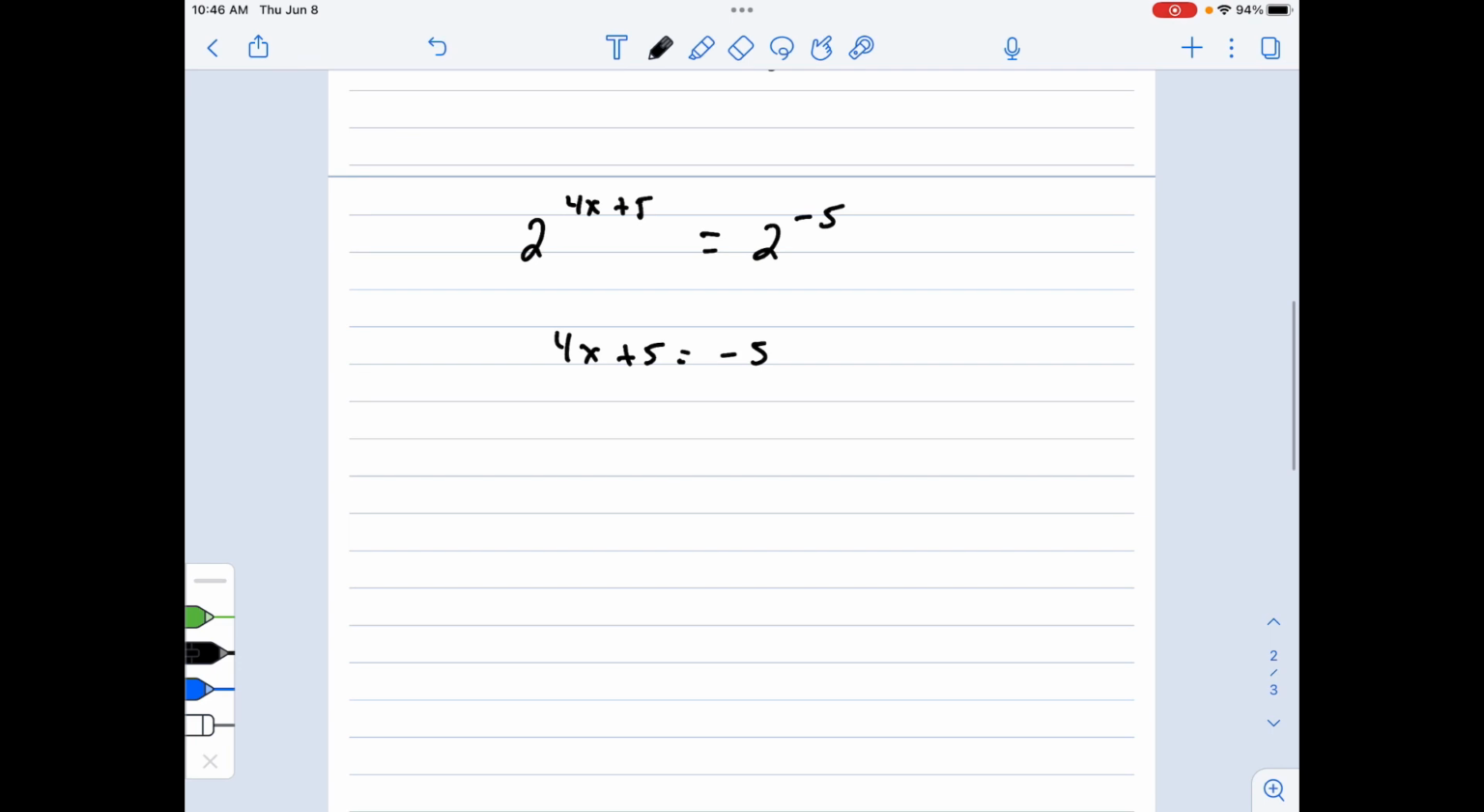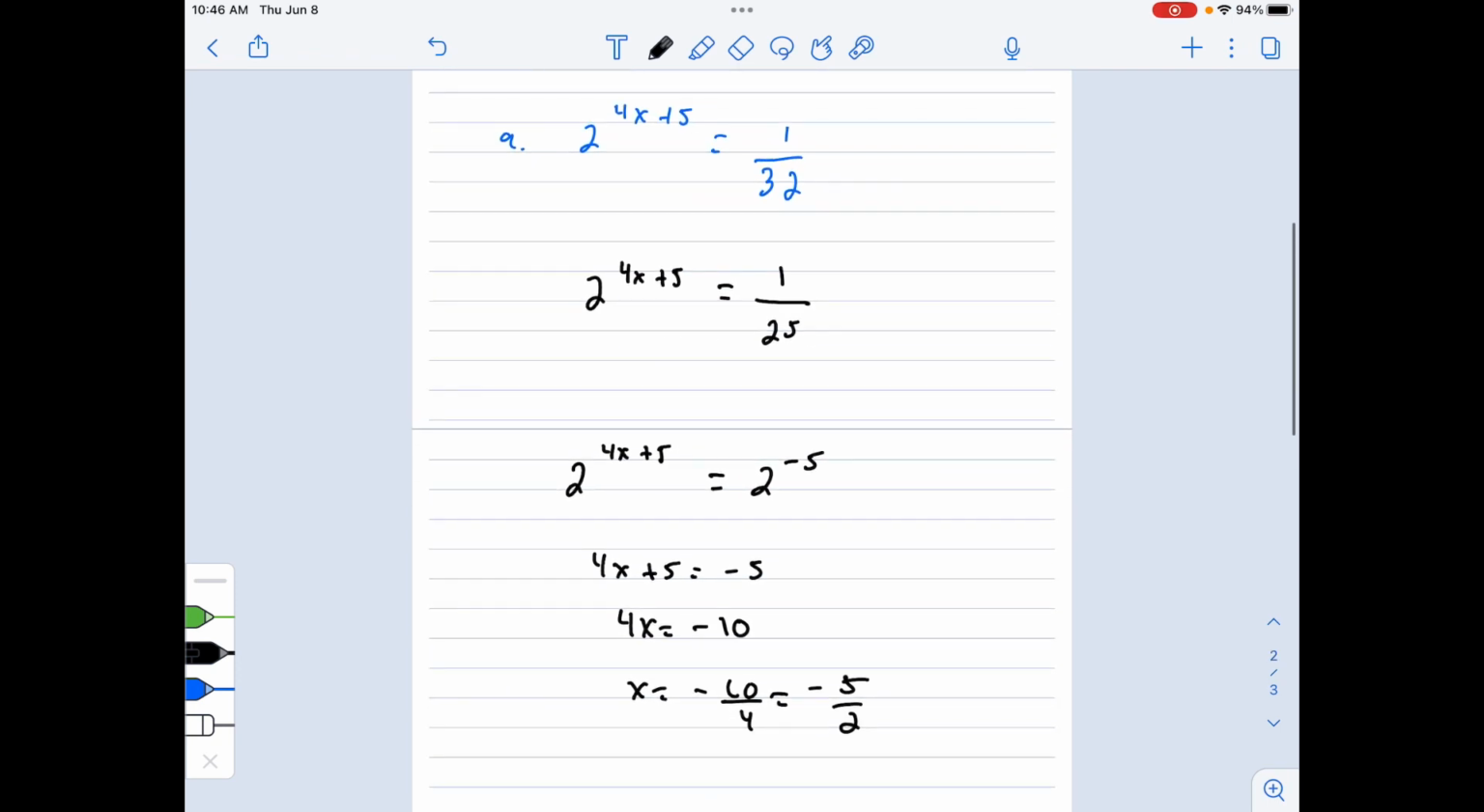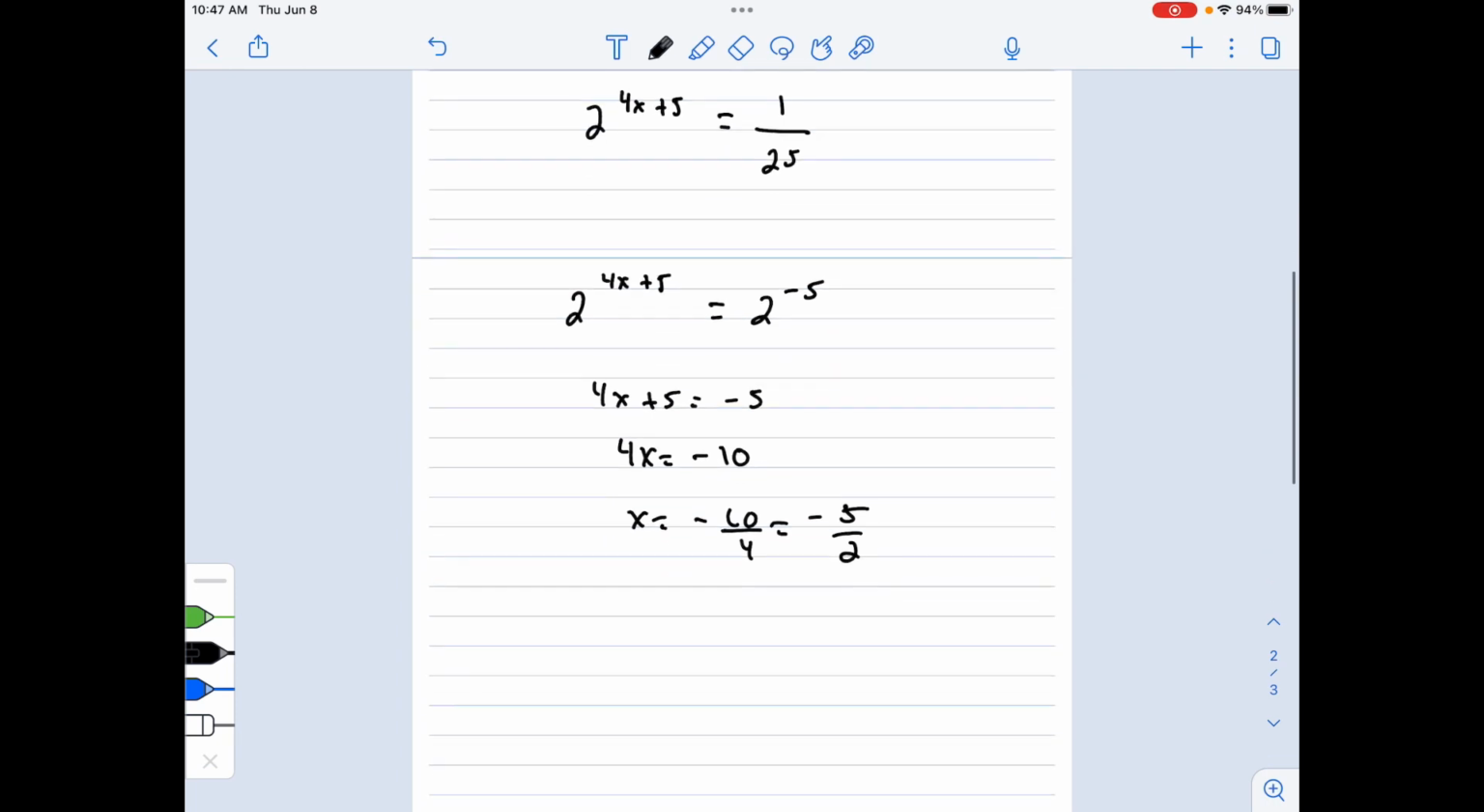Essentially, at this point you solve for x. You subtract 5 from both sides and divide by 4, and minus 5 halves is your answer. Just going over these steps again: first, make sure your exponentials are by themselves, with nothing attached. If you do have something attached, you move it to the other side. Then you write things with the same base, in this case base 2. Then you set the exponents equal to each other, and then you solve for x.